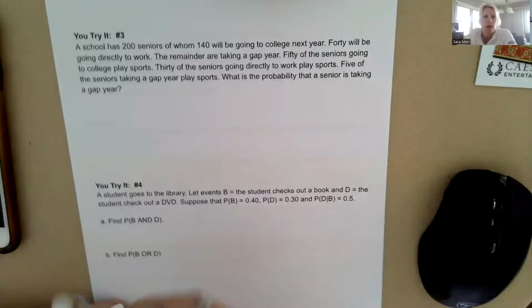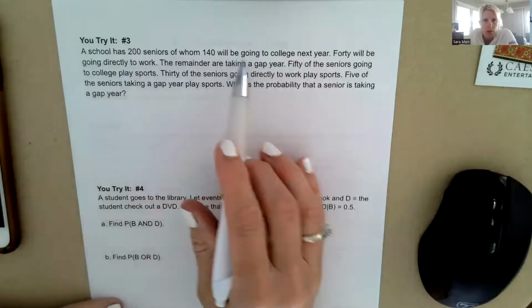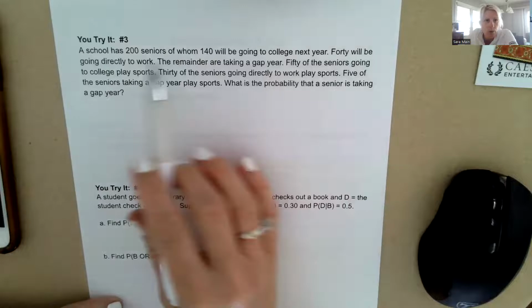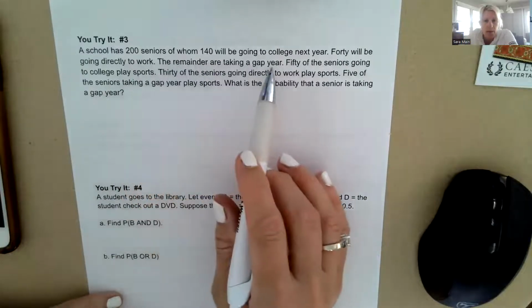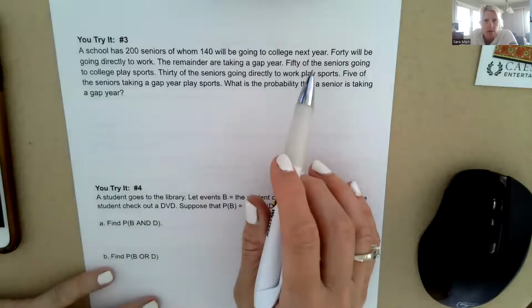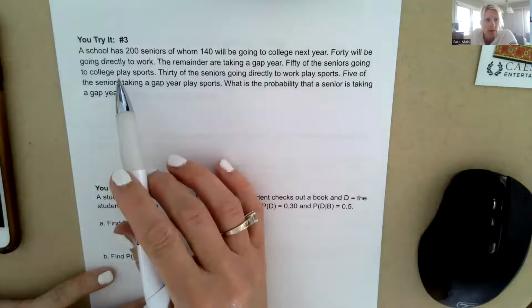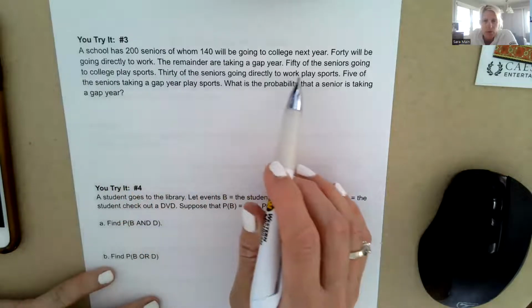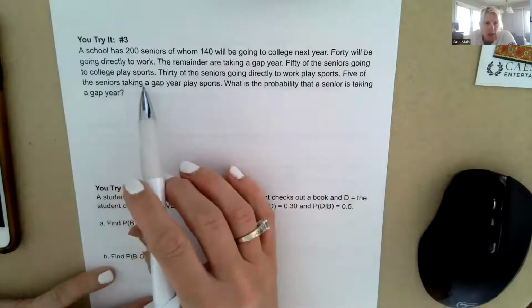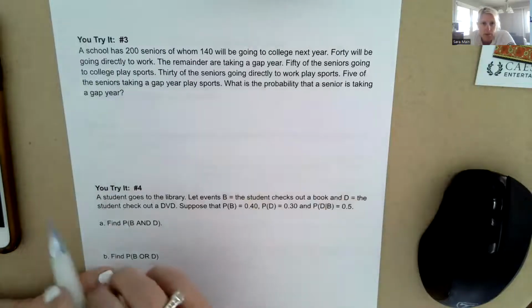A couple more. So it says a school has 200 seniors, of whom 140 will be going to college next year. 40 will be going directly to work. The remainder are taking a gap year. 50 of the seniors going to college play sports. 30 of the seniors going directly to work play sports. 5 of the seniors taking a gap year play sports. What is the probability that a senior is taking a gap year?